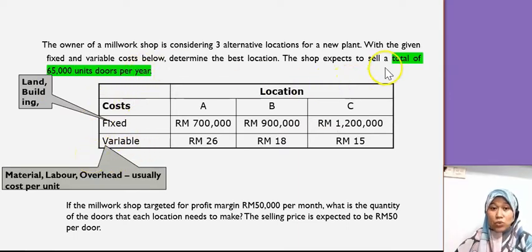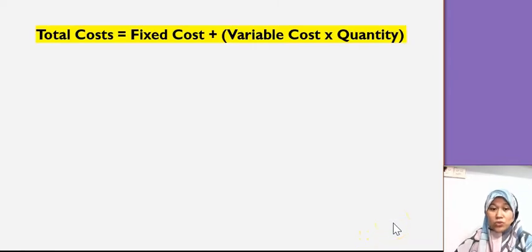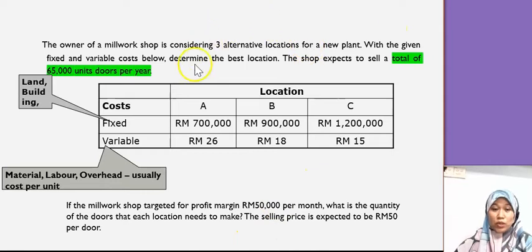Kat sini dia cerita pasal pintu. The making of the door. So orang kata the cost untuk making one door dekat location A adalah RM26, for location B is 18 and location C is 15. That's why dia adalah cost per unit, termasuklah material cost, labor cost, overhead cost, utility cost, and so on. So these are the two costs that you need to have. And then dia ada soalan kat sini, dia tanya kalau nak profit margin 50,000, what is the quantity of doors need to be made for each location? And the expected selling price is RM50 per door. So yang ni nanti kita akan buat kemudian.